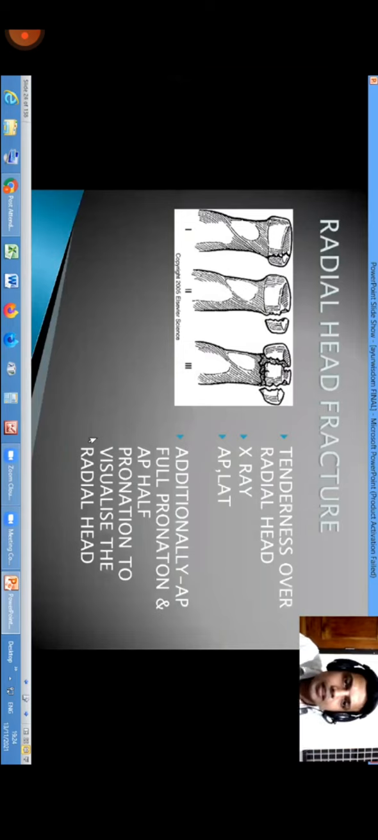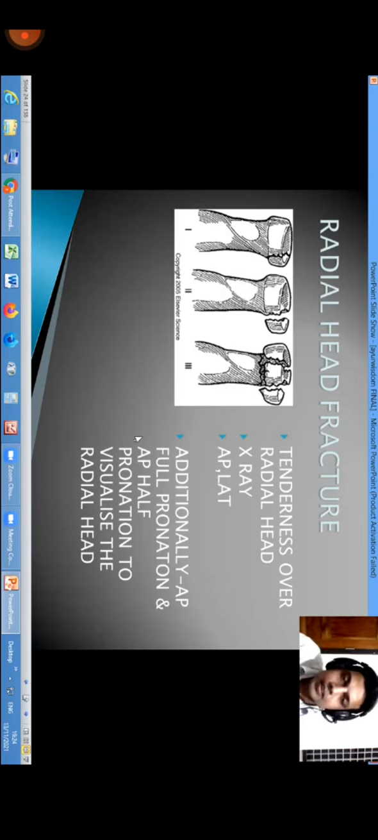Then coming to radial head fracture, the clinical features are tenderness of the radial head, and supination and pronation movements will be painful, because while supinating and pronating, the radial head moves, and it will be difficult for the patient.